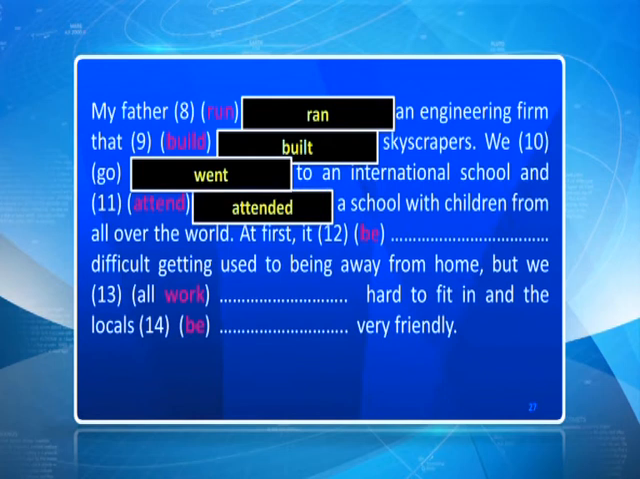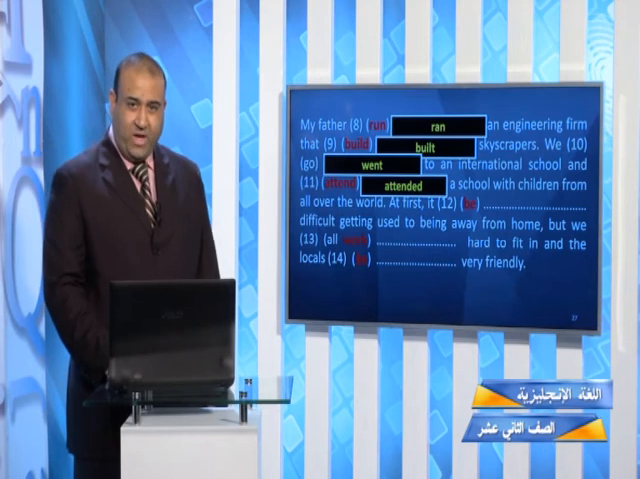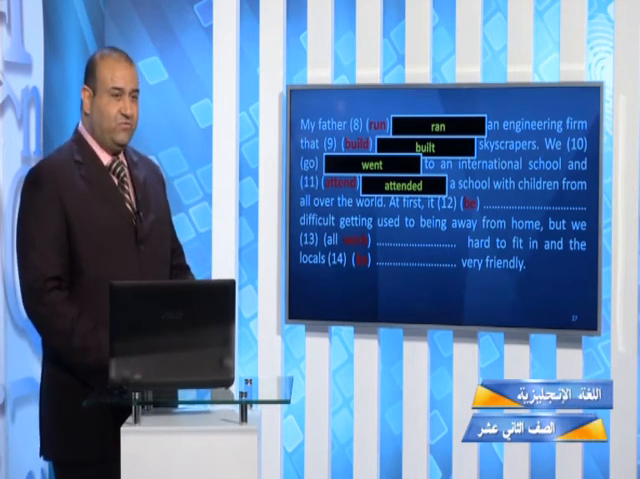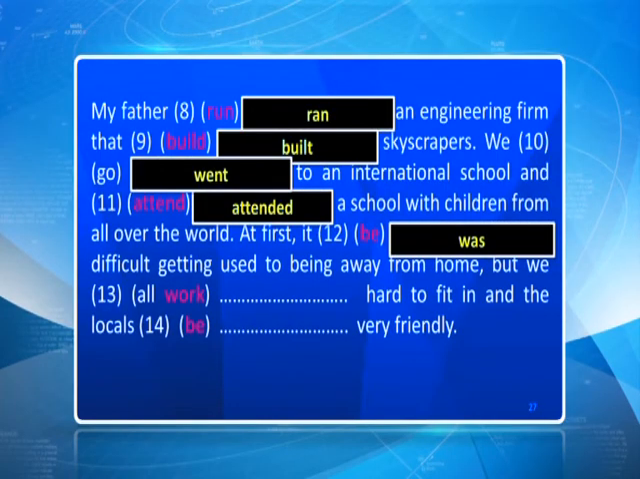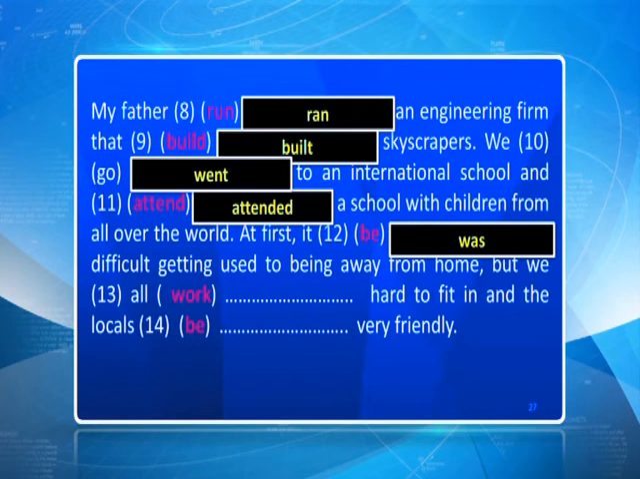At first, it, verb to be, difficult getting used to being away from home. But we all, verb to work, hard to fit in and the locals, verb to be, very friendly. The person is talking about their experience in Kuwait at a precise time in the past, so we have to take care here. Our answer is, at first, it was difficult getting used to being away from home, but, and here we have a compound sentence in which you have to stick to the same tense. So if we use the verb was in the past, the verb work must also be put in the simple past.